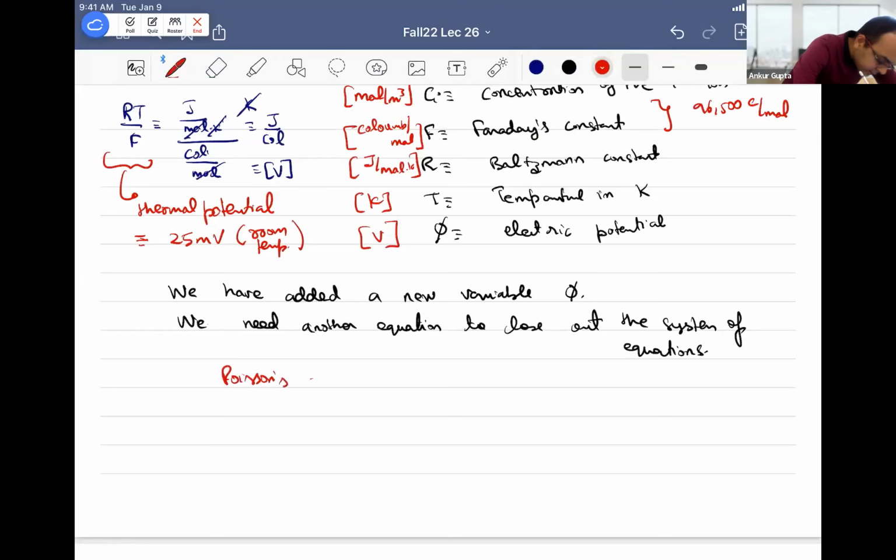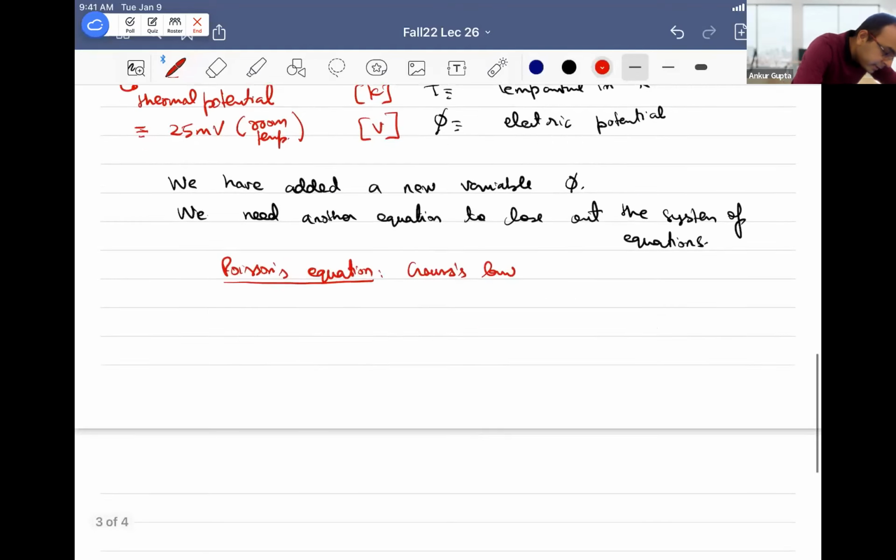Poisson's equation, or the Gauss's law, and it's written as minus epsilon del square phi is equal to rho e, and I will discuss what this rho e is. Equal to z_i c_i F.